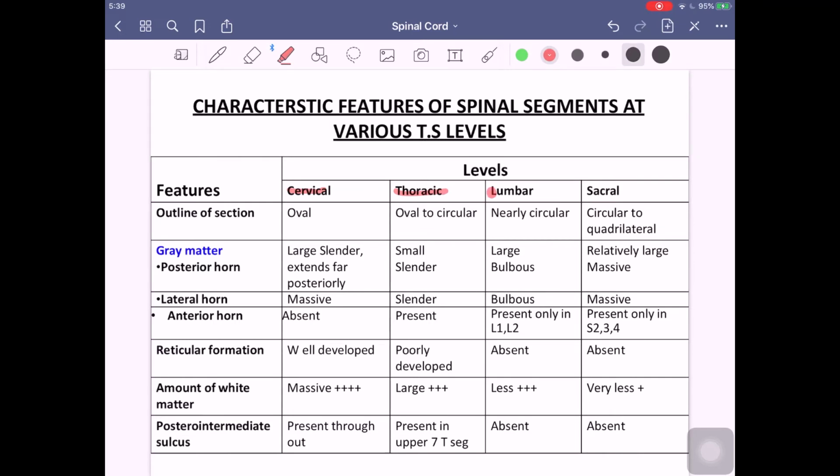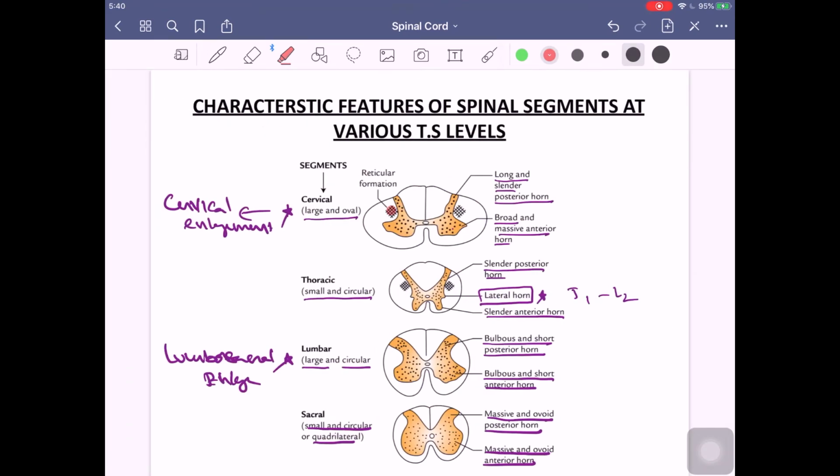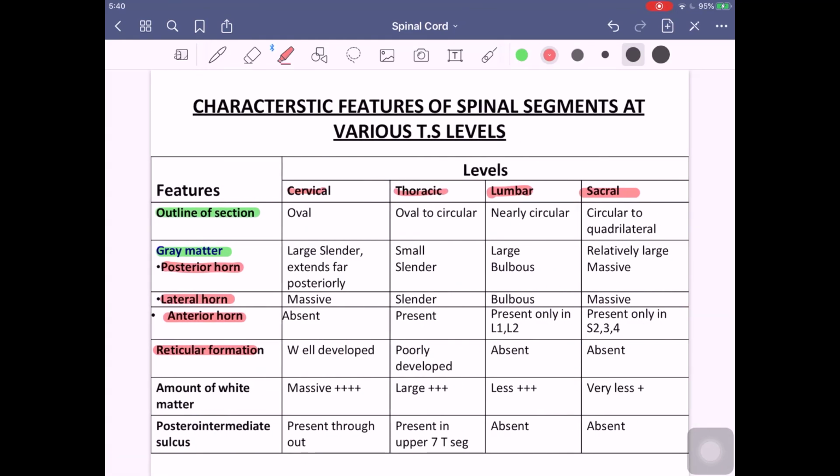So you can see here these are all the levels: cervical, thoracic, lumbar and sacral on this side, and on this side you have the outline of a section and gray matter. Under gray matter we are seeing posterior horn, lateral horn and anterior horn, and whether reticular formation is present or not. I told you reticular formation is this meshwork-like thing. So whether it is seen or not, how much white matter is present, and whether there is a postero-intermediate sulcus.